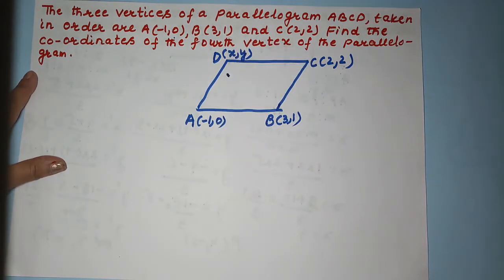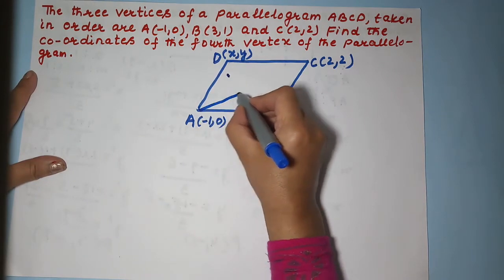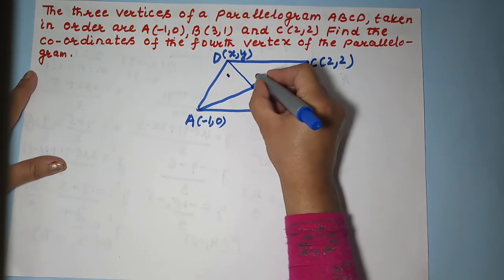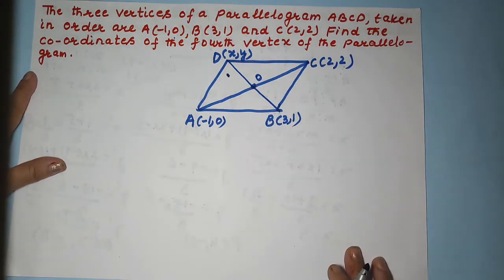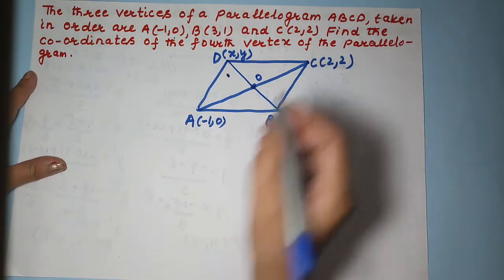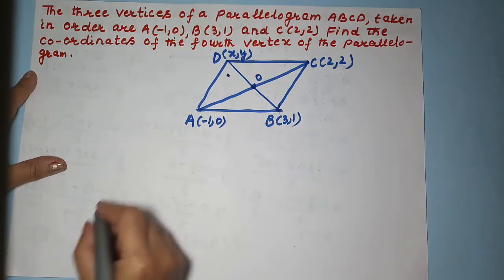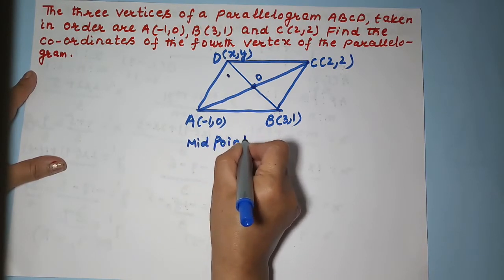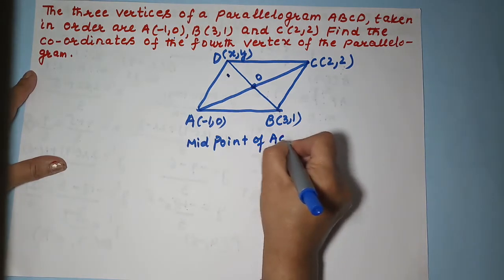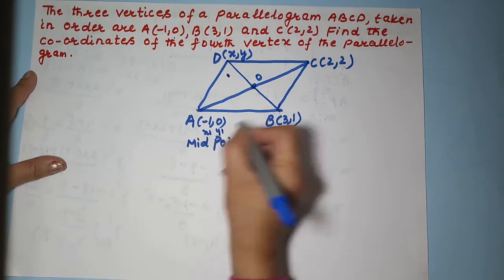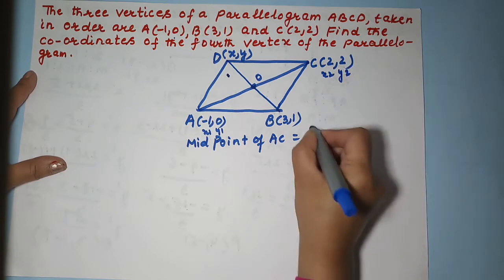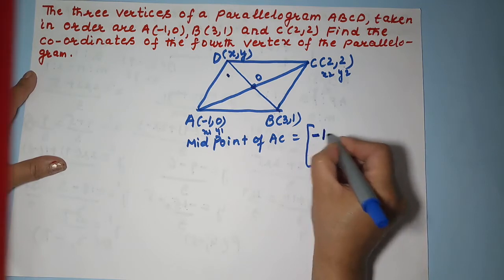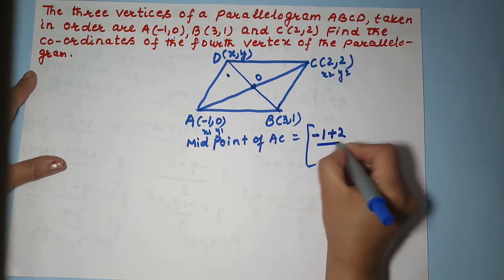Now, here again we'll make use of the property that the diagonals bisect each other and they have the same midpoint, and that is O. Right? So, tell me what is the midpoint of AC now? We can calculate the midpoint of AC. So, midpoint of AC is, this is its x1, this is y1, and this is x2 and this is y2. x1 plus x2 by 2. So x1 is -1, x2 is 2 divided by 2.